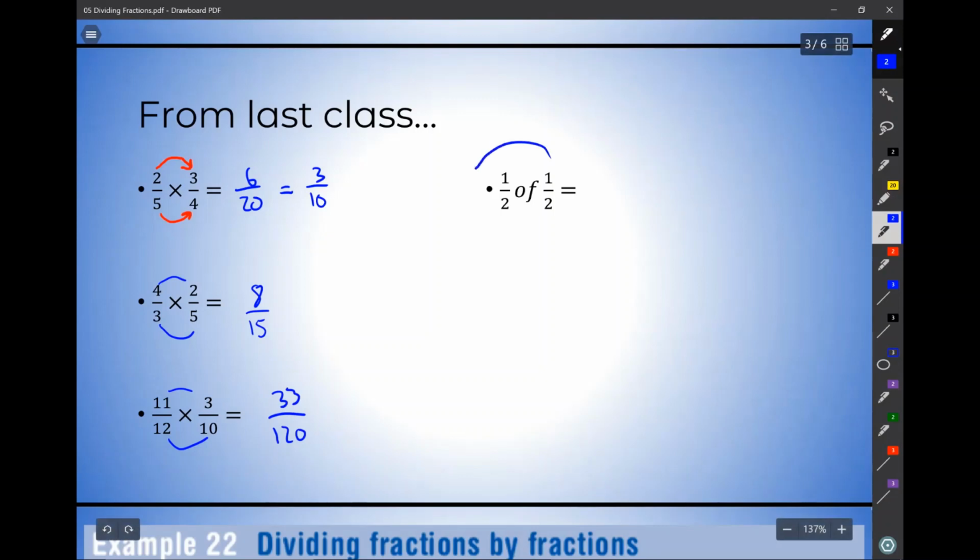And this question here. Now, when you see a question like this in maths, with the word of, we have to think of means times. So a half of a half means a half times a half. Now we times top with top and we times bottom with bottom.